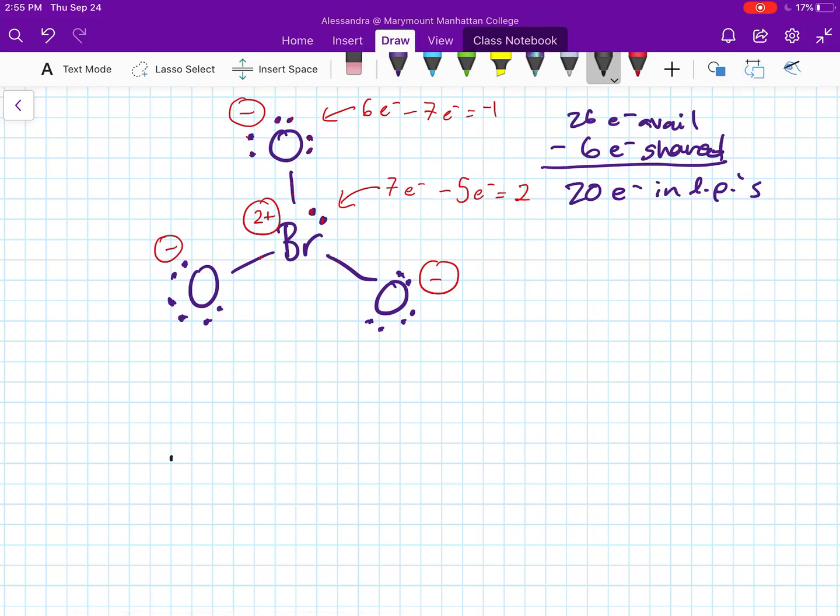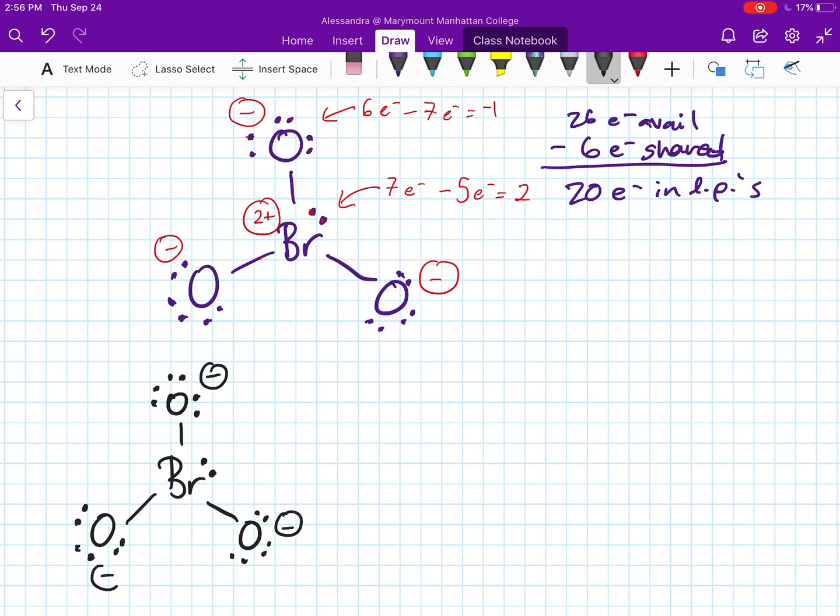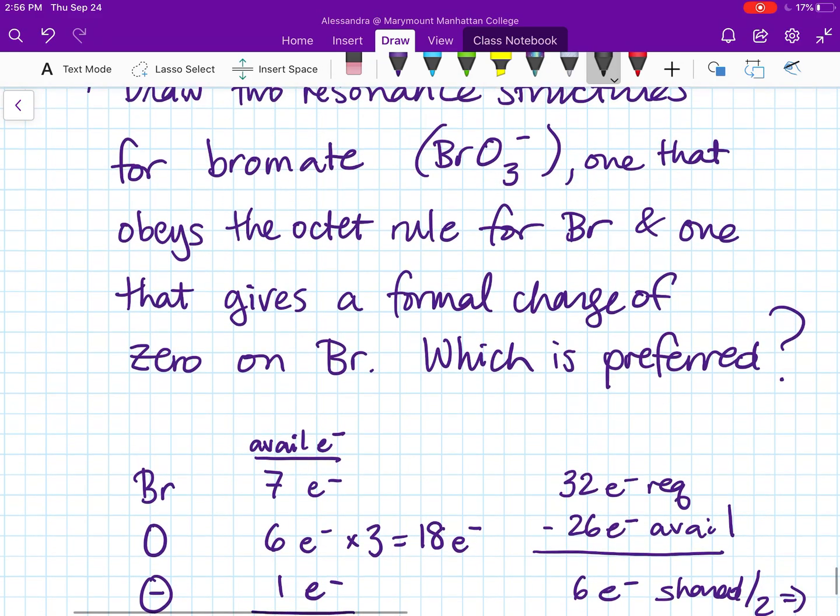So let me redraw my structure again a little bit neater. I have bromine and these 3 oxygens. I have a nice lone pair on bromine. I have full octets on all of my oxygens. I know you can hear the tappity-tappity of my pen making all of those lone pairs. And then I have all these formal charges here. So this would be one resonance structure. This is the one that I get if I use the handy hints.